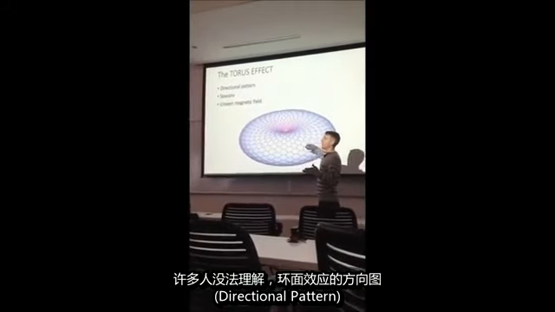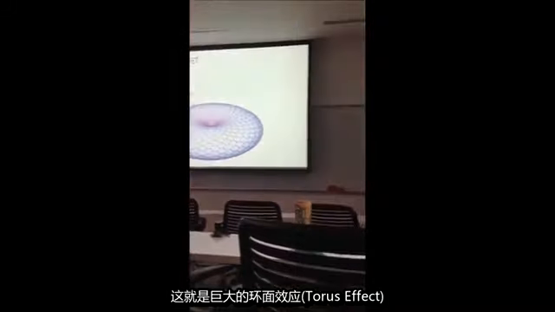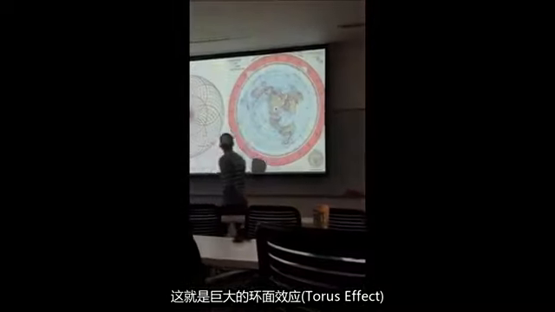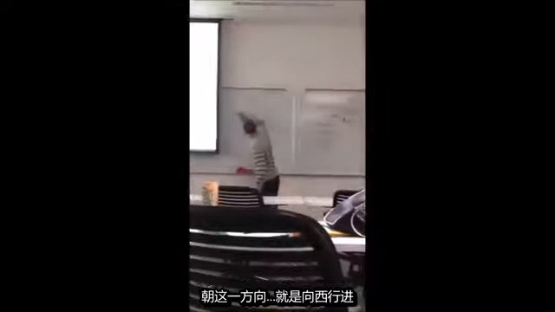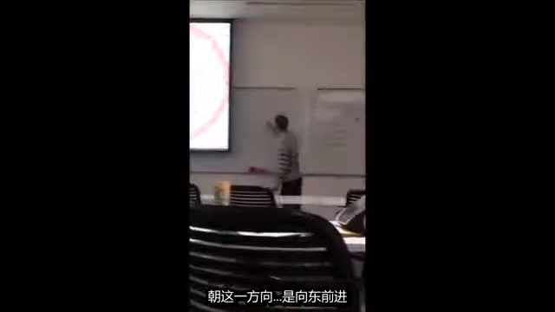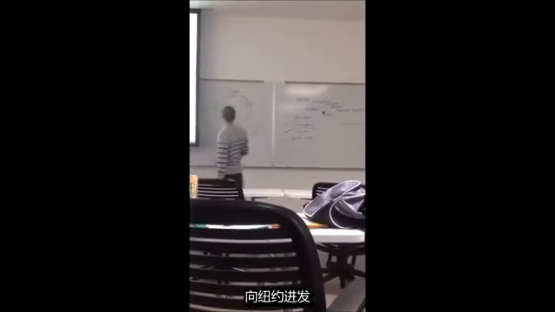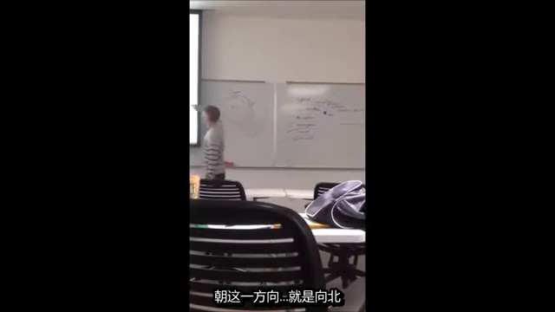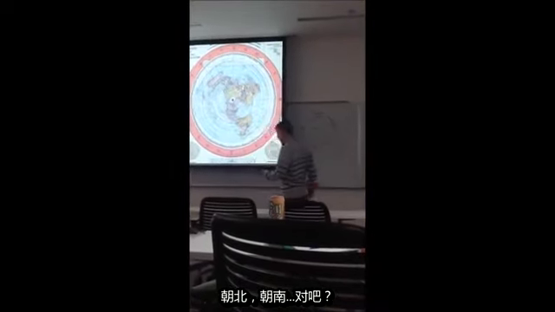A lot of people don't get the directional pattern, so that's what I'm going to explain right now. On the directional pattern of this map, let me go back. It is a giant torus effect, which I wrote right here. This way is always going to be west, coming out of California. This way is always going to be east, coming out from New York. This way is always going to be south. And this way is always going to be north. So the north is always right there, and the south is always there, right?